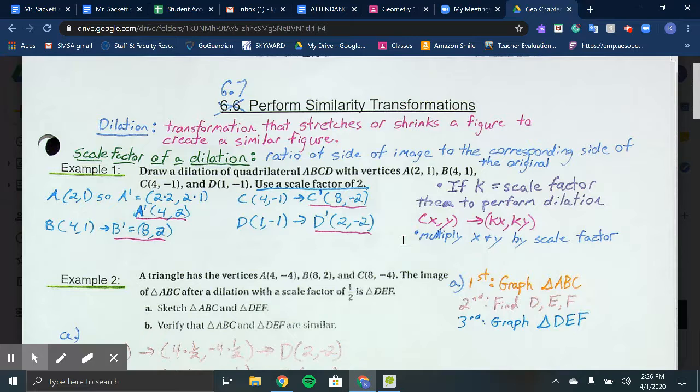If the scale factor is less than 1, that means your new shape is going to be shrunk, so it will be smaller. If the scale factor is greater than 1, the new shape will be larger, so it will be blown up or stretched.